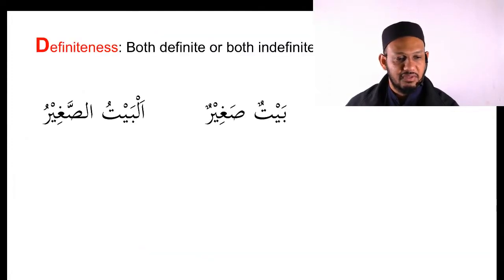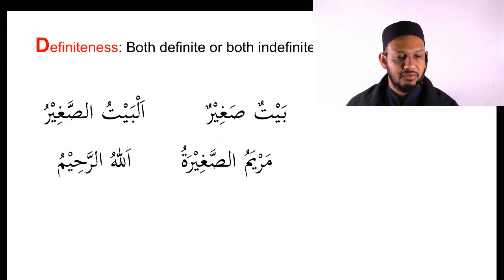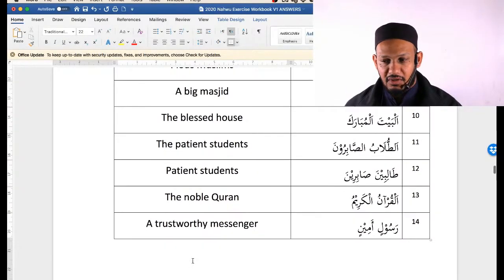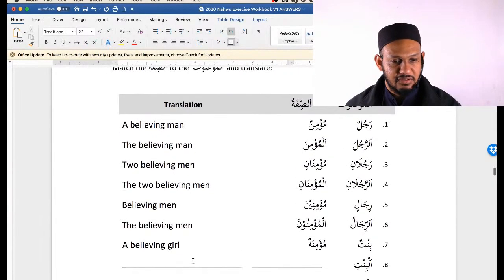And the last thing is definiteness. Baytun saghirun, al-baytu as-saghiru, and so on. Okay, I want us to go back to our homework and we're going to end with this, inshallah.